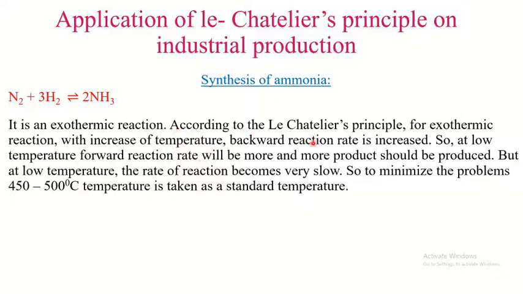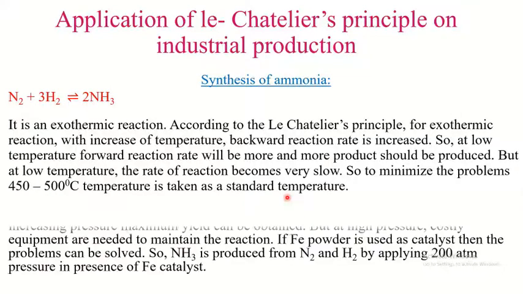Look here. We know it is an exothermic reaction. According to Le Chatelier's principle, for an exothermic reaction with an increase of temperature, the backward reaction rate is increased. So at low temperature, the forward reaction rate will be more and more product will be produced. But at low temperature, the rate of reaction becomes very slow. So to minimize the problems, 450 to 500 degrees Celsius is taken as the standard temperature. Here the temperature problem can be solved.